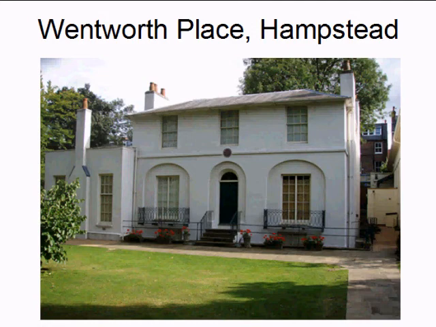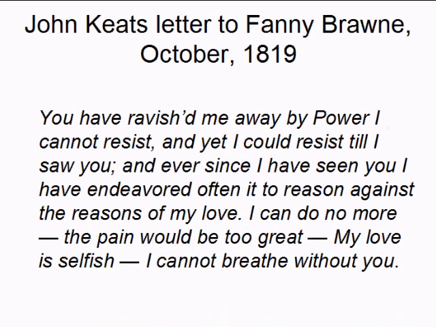Keats's brother Tom died at 19 years old in 1818, and in early 1819 Keats is depressed and he starts seeing more of a young woman named Fanny Brawne. This quote comes from a letter written to Fanny after seeing her in October of 1819.